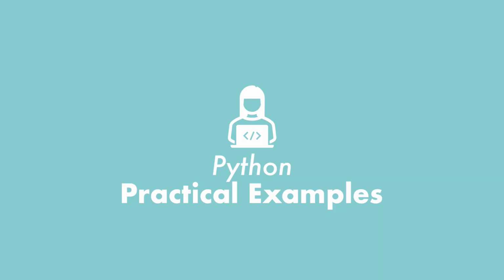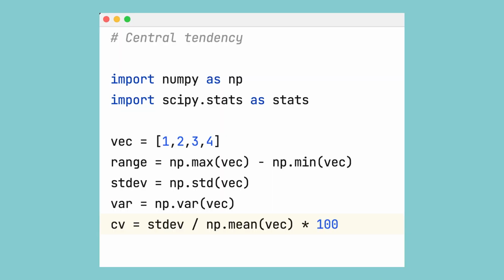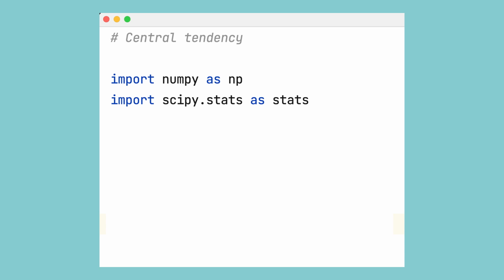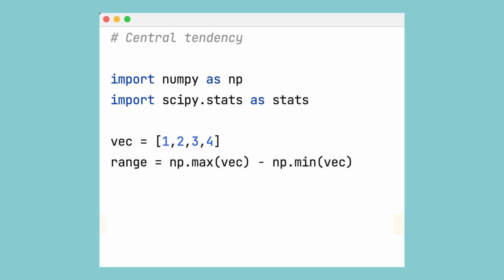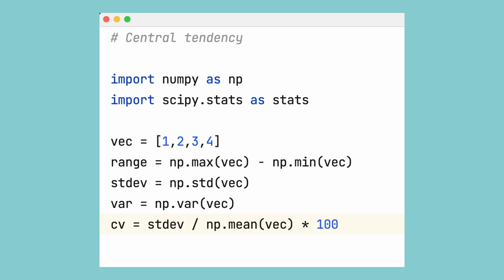Let us look at a brief example in Python. In this example, we have to import packages. Once again, we have our well-known NumPy and SciPy packages. Then we have to define a vector of data with numbers. We calculate the range as the minimum value subtracted from the maximum value. The standard deviation and variance are calculated with the NumPy package on the vector. The coefficient of variation is calculated from the formula.